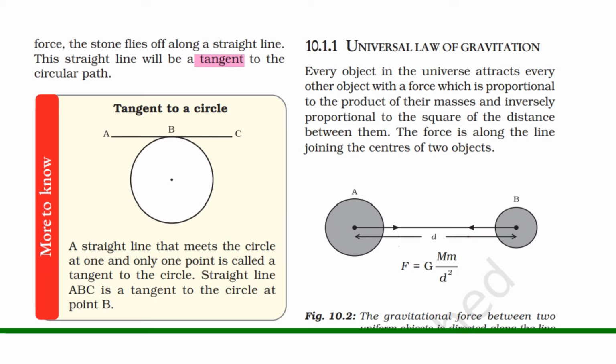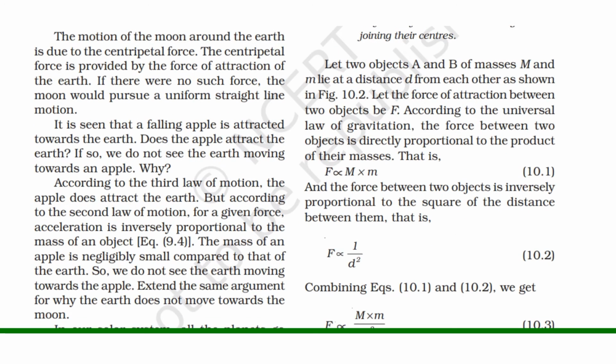More to know: a straight line that meets the circle at one and only one point is called a tangent to the circle. Straight line ABC is a tangent to the circle at point B. The motion of the moon around the earth is due to the centripetal force. The centripetal force is provided by the force of attraction of the earth. If there was no such force, the moon would pursue a uniform straight line motion.